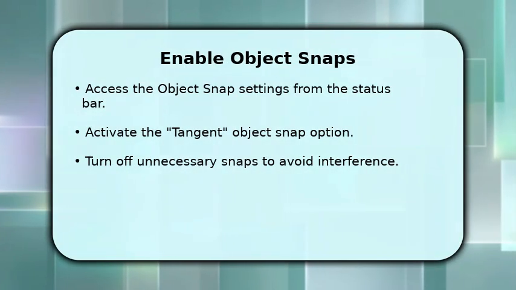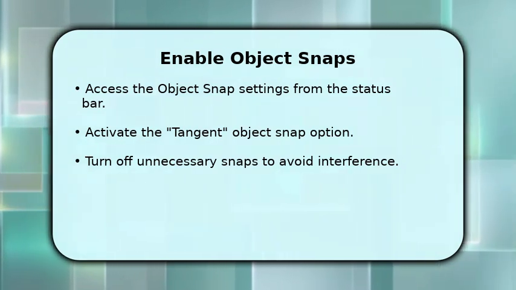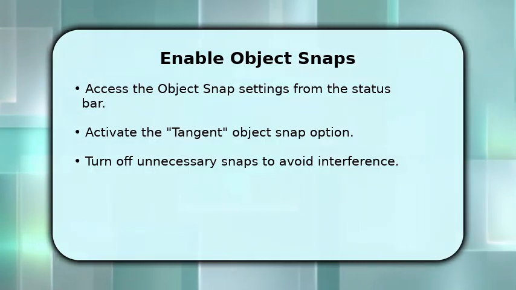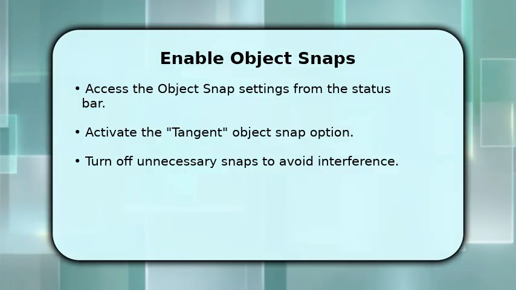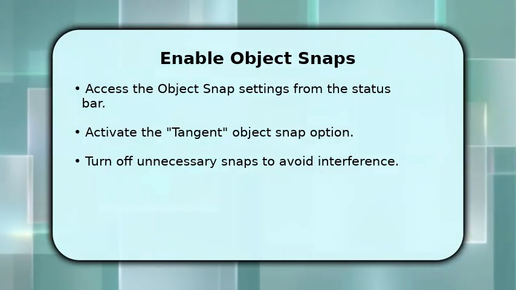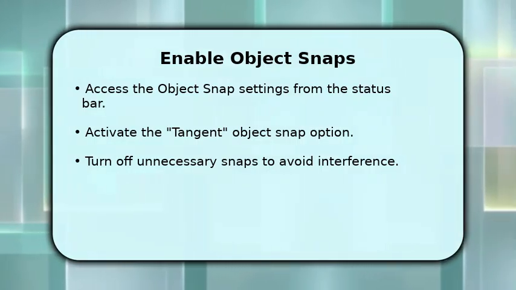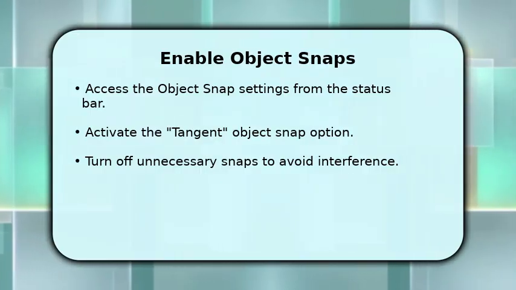Before drawing, ensure your AutoCAD environment is set up correctly. First, locate the Object Snap button on your status bar, usually at the bottom of the screen. Click it to open the Settings menu. From there, make sure the Tangent Snap is checked. It's also a good practice to temporarily disable other snaps you don't need, preventing AutoCAD from snapping to unintended points.